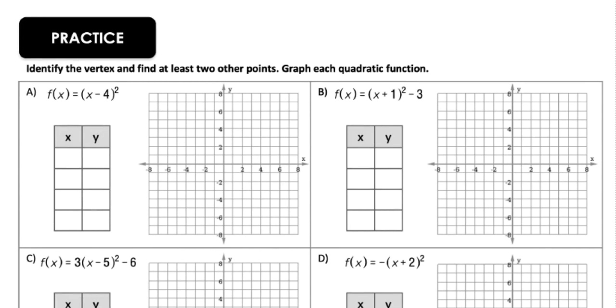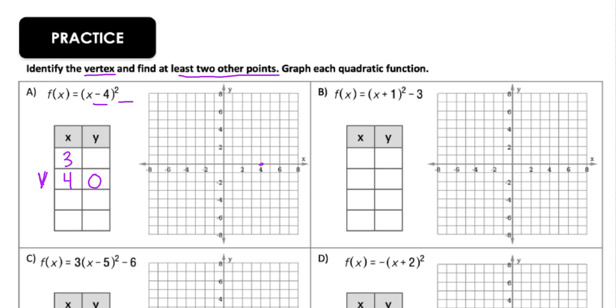So the directions say to identify the vertex and then find at least 2 other points to make this. So in my vertex form here, I can see that I have a vertex at 4. So I'm going to label that as vertex out here, V for vertex. And there's nothing after the equation. There's no k value. So that means that the vertex is at 4, 0. So I can plot that on my graph. And then I can find some points around it.